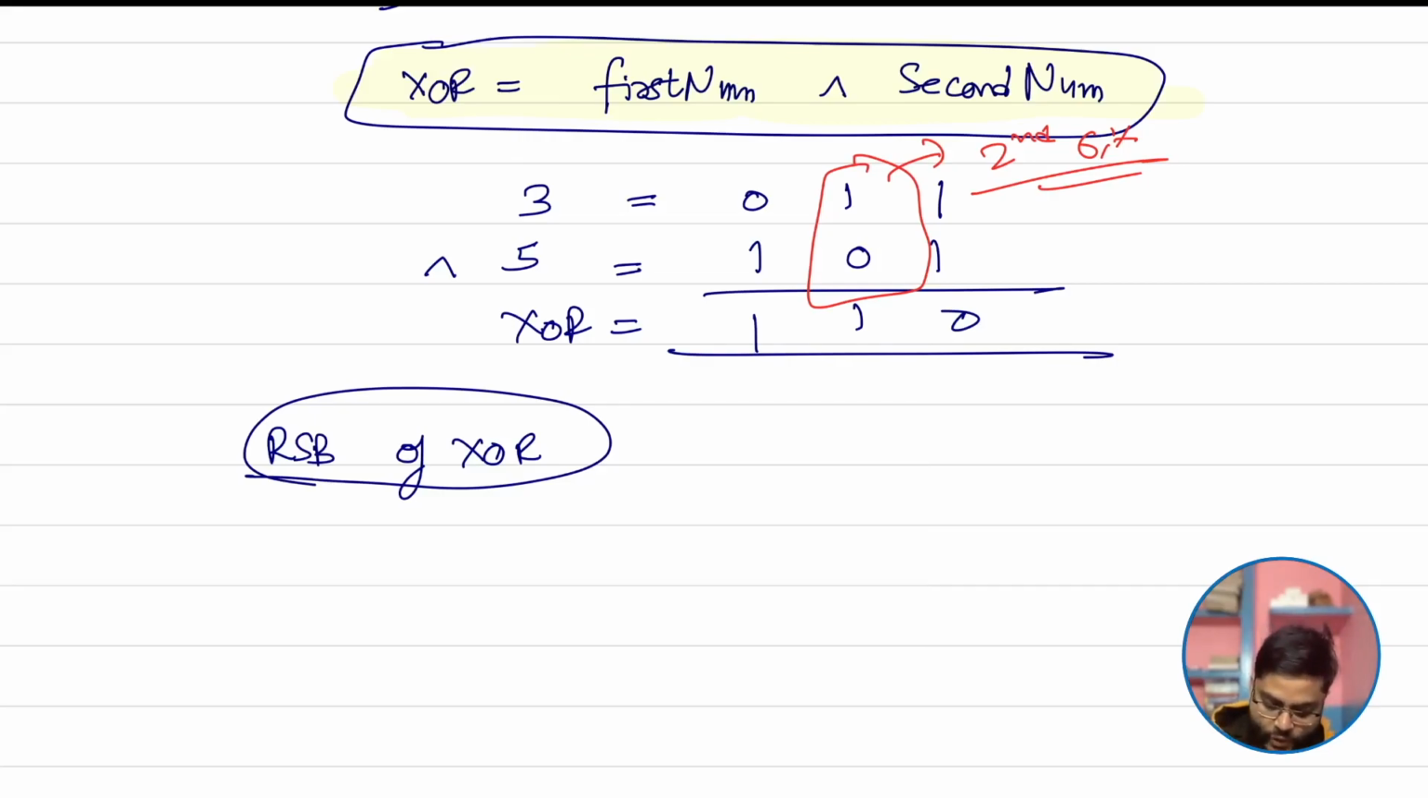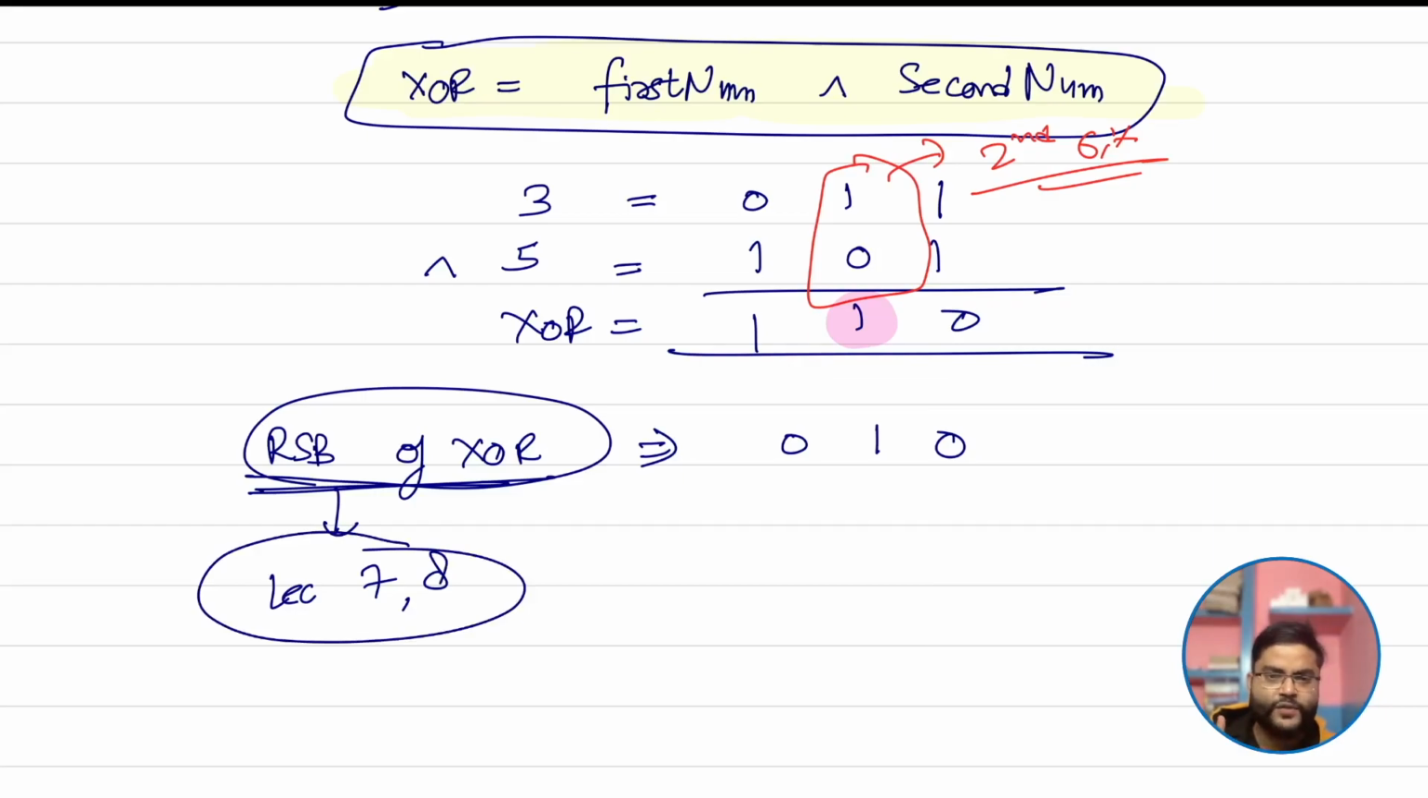If I take the rightmost set bit of the XOR, it will be 0, 1, 0. This is my rightmost set bit in the XOR. So how to find the rightmost set bit? I have discussed it in lecture 7 or lecture 8 in my bit manipulation series, so please watch that lecture.